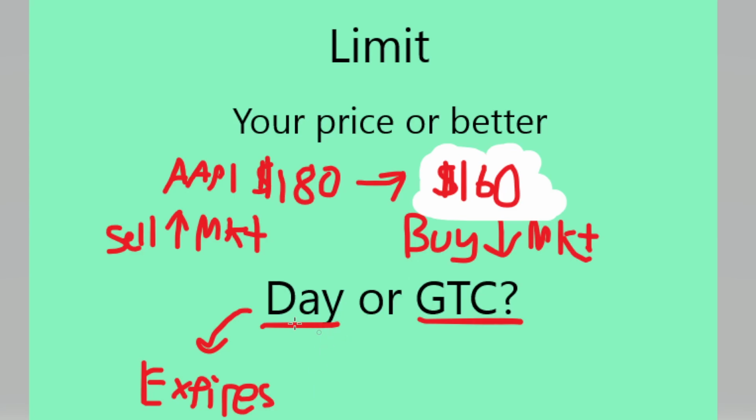So, anyways, when the market closes, your order expires. Meaning, if Apple, in this case, or your stock did not reach the price that you wanted to buy it at, or that you wanted to sell it at, the order just expires, right?